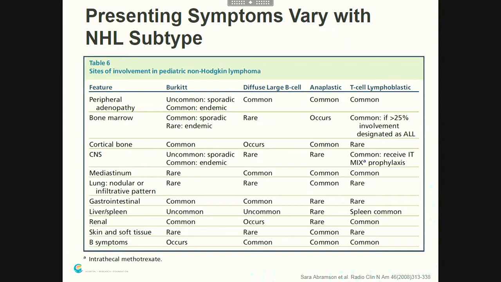And so this is a pretty detailed slide. I'm not going to go through all of it, but I just want to point out these are your different types of non-Hodgkin's lymphoma, and these are your different organ systems or ways that they can present. And you can see that it varies depending on what the lymphoma is. So it's certainly not one size fits all for pediatric lymphoma.